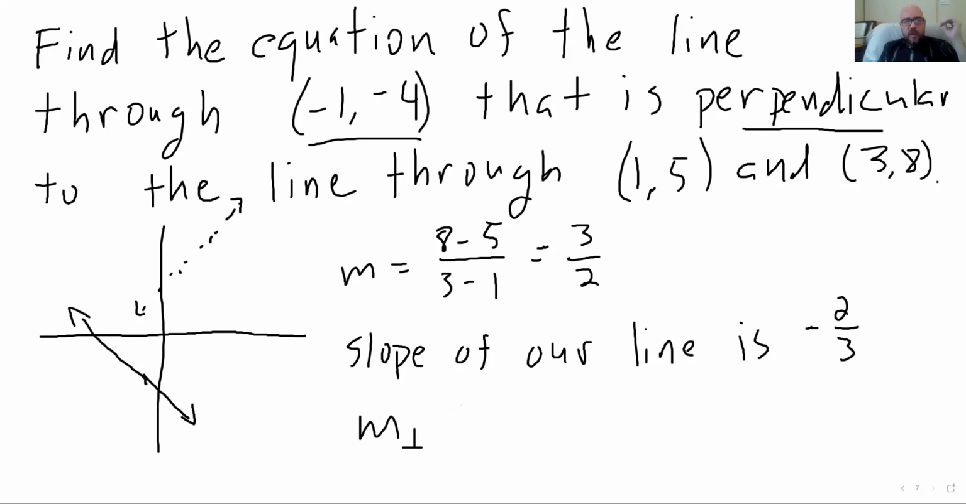So I've got a point, -1, -4, not these guys. These are not on our line. These are on the other line. The one we want is on -1, -4. It has a slope of -2/3. So let's go use the point slope formula for that. So we have -1, -4, and m equals minus 2/3. That's the thing we want.